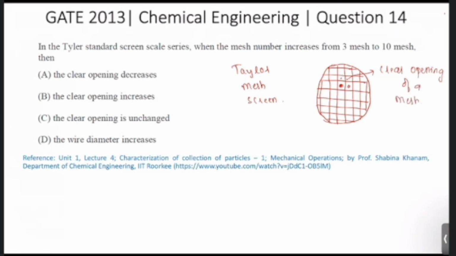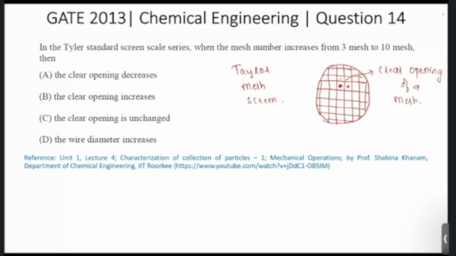So the question here is, when the mesh size is increased from 3 mesh to 10 mesh, what happens to the clear opening, or will it remain unchanged, or will it affect the diameter of these wires that are used for crossing the mesh? So before we proceed, one more thing we need to know is the mesh number.